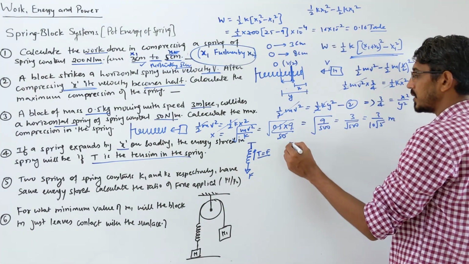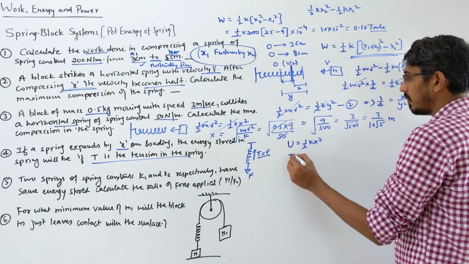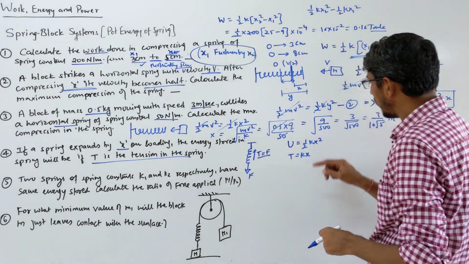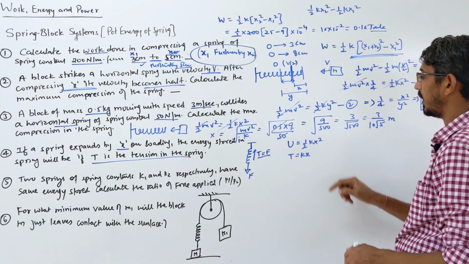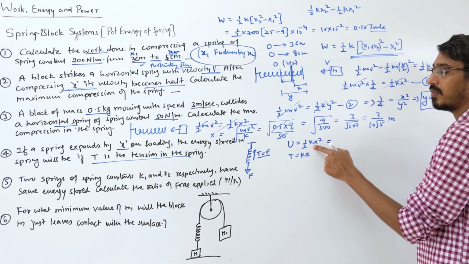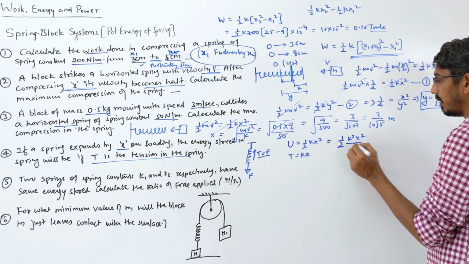So look here, first energy stored, U, is half k x square, and the tension will be simply kx. Tension or spring force is simply kx. So here we have to bring this tension kx. So what I do, I multiply and divide this equation by k. So I get half k square x square by k.